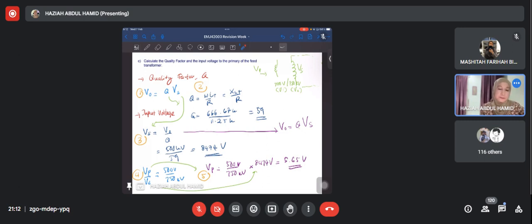Okay, so once we have Q, we get the voltage that actually supplies our resonance circuit. We know the output voltage we fixed earlier at the test object is 500 kV. Q we calculated is 59, and we get 8474, which is our secondary voltage or our input voltage to the resonant circuit. This 8474 is this side, this is the resonance circuit. So VS is 8474.